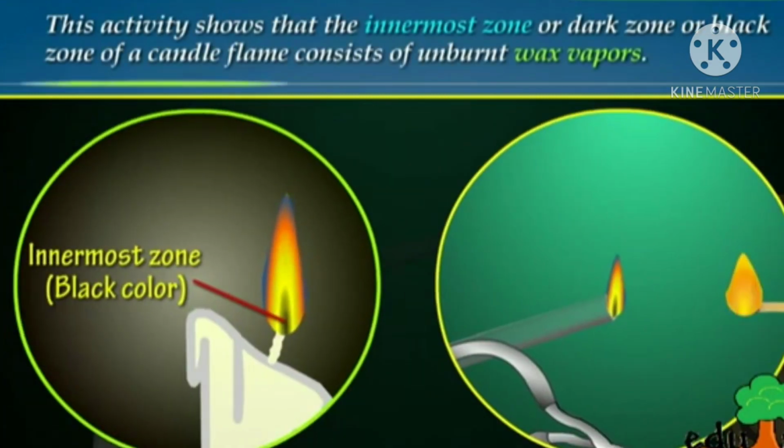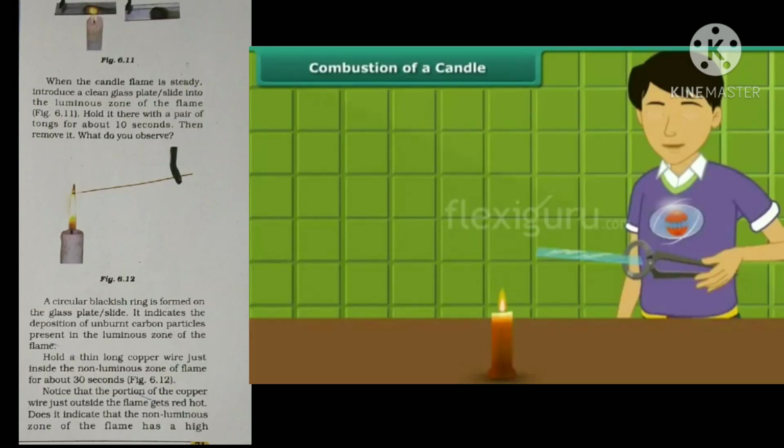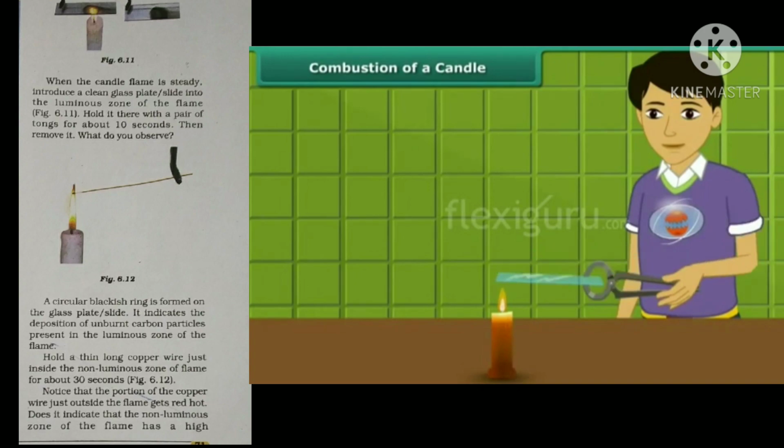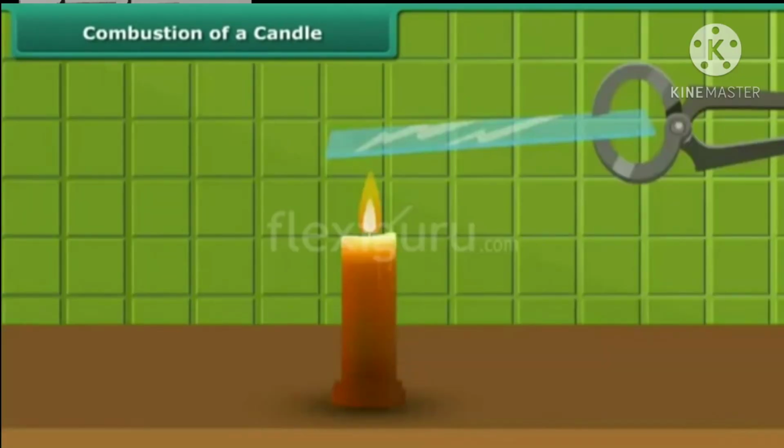This activity shows that the innermost zone, or dark zone, or black zone of a candle flame consists of unburnt wax vapors. That is why we can see a flame caught at this end of the glass tube after a while. Okay, is it clear? Now, when the candle flame is steady, introduce a clean glass plate or slide into the luminous zone of the flame.